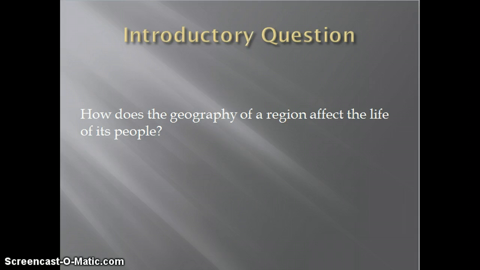To begin, I'd like you to think about this question: how does the geography of a region affect the life of its people? If we were to discuss this, I'm sure there would be a number of things listed, and I want you to have those thoughts kind of in your mind as we go through this. There will be a lot of terms that we go through. Some of these will be ones that you will have a homework assignment over. Many of them it will be great if you could list them in your OneNote section for geography so that we can keep track of those and refer to them at a later time.